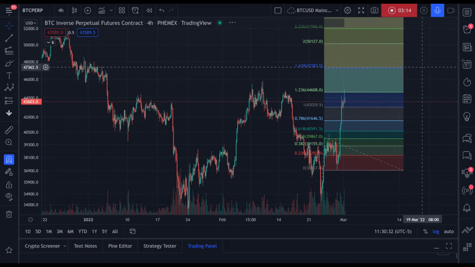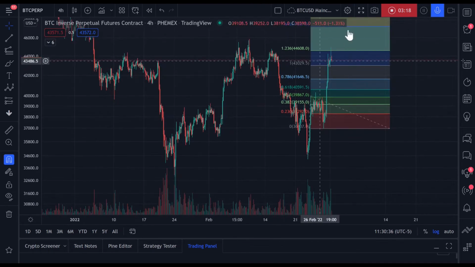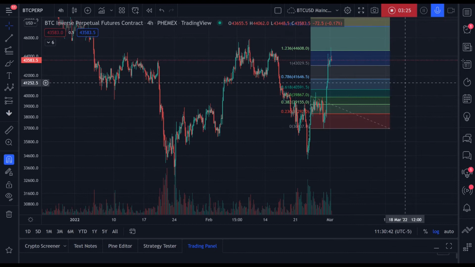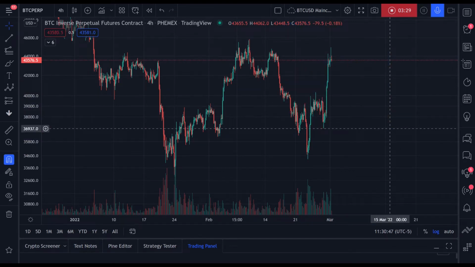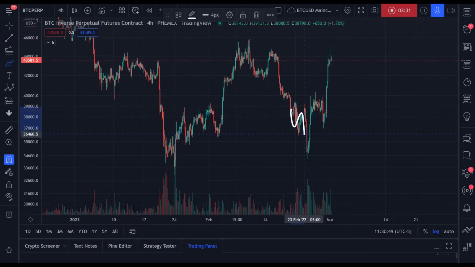Typically, you find the wave 3 to end between the 1.618 and the 2, but here, I believe that this 1 to 1.236 is our wave 3 extension. And I'm going to tell you why. If you look right here, we have an inverse head and shoulders.